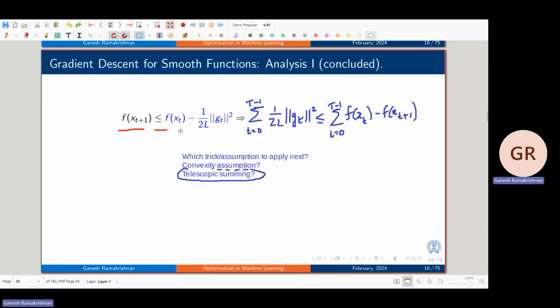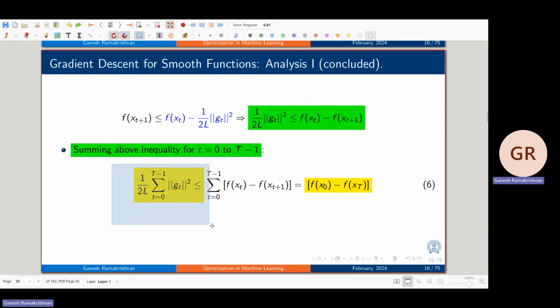So the left-hand sides will cancel with the f of x_{t+1}, left and right will keep getting cancelled out. Okay, so that's the next step. And what will I get? I'll still get a summation over the norm g_t squares. Okay, so that we still have to deal with. The summation over norm g_t squares is less than or equal to f of x naught minus f of x_T. What will you do next?